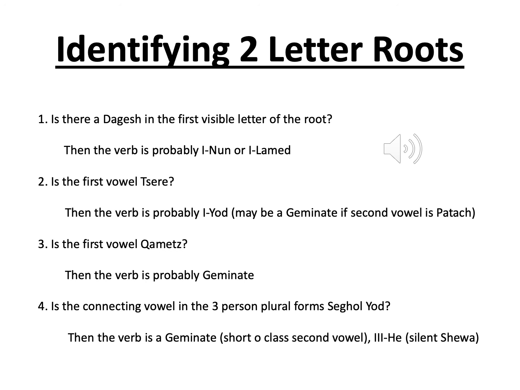A final question to ask is: is the connecting vowel in the third person plural form segol yod? Then the verb is a geminate, if it's an O-class second vowel, or a third hey, in which case you will have a silent shewa as the second vowel. Again, checking the theme vowel in addition to the connecting vowel will tell you what exactly you have.